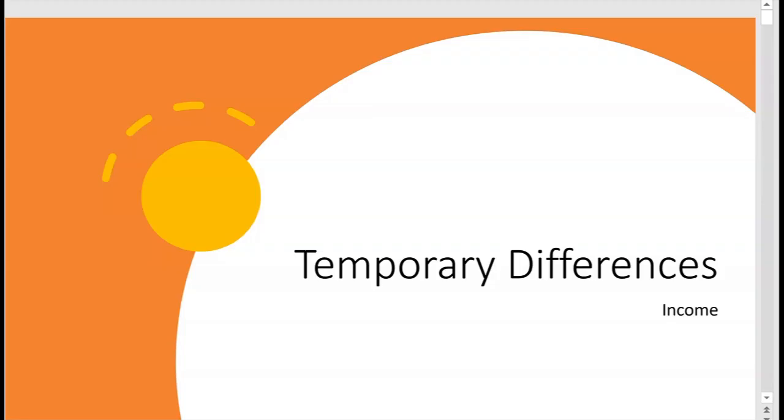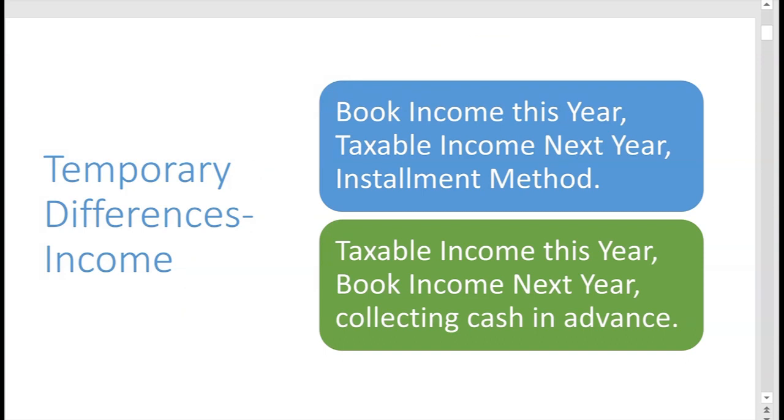All right, let's look at temporary differences that relate to income. There's only two possible situations. You could have a temporary difference that results in book income this year, taxable income next year. An example of that would be the installment method. Or you could have taxable income this year, book income next year, and you'd have that if you collected cash in advance and performed the services later. So we'll start with the installment method, where it's book income this year, taxable income next year.